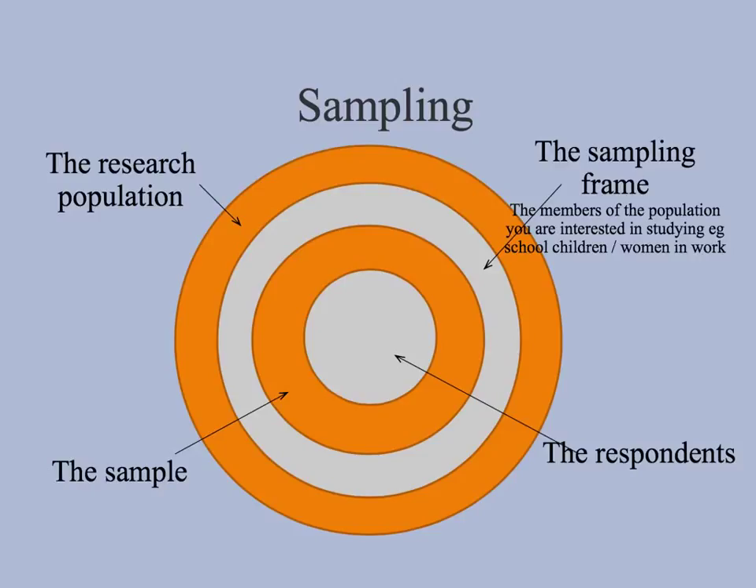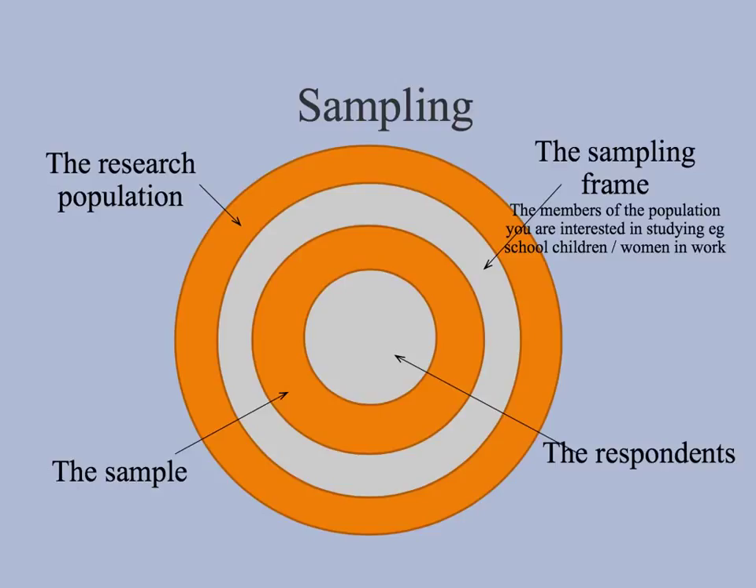So from that, you need to collect or pick a sampling frame. So this might be the members of the research population that you're actually interested in studying. So if you're looking at working class underachievement, you might be interested in studying school children and possibly their parents, and maybe even their teachers. That would be your sampling frame. From your sampling frame, you need to pick your actual sample.